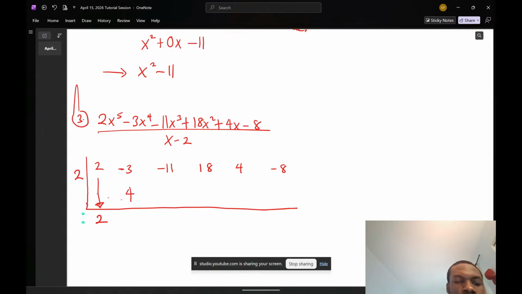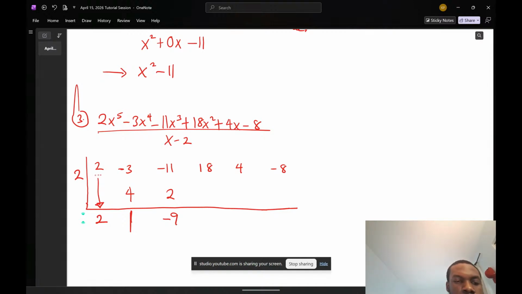So now we have minus 3 plus 4 will give us plus 1. So now we'll do 2 times 1 will give us 2. So minus 11 plus 2. Minus 11 plus 2 will give us minus 9. So 2 times minus 9.